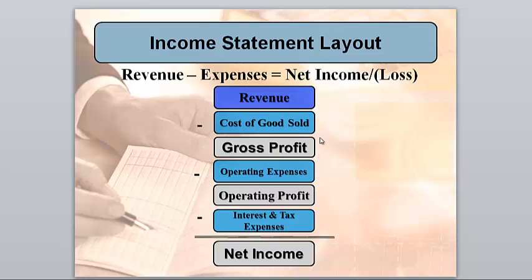And then you can do a percentage of that to see what your gross margin percentage is, or your gross profit percentage. But then you take away your operating expenses and it leaves you with operating profit, and then you take away interest and tax expenses and you get net income.